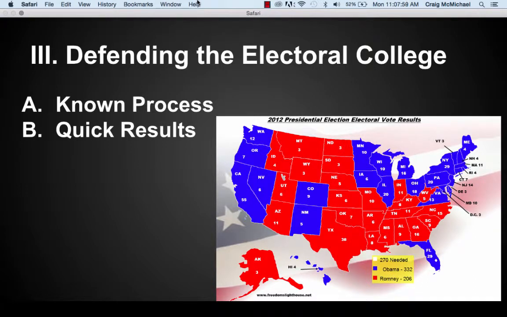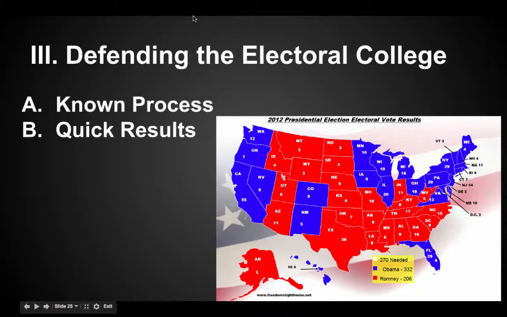Despite the proposals for the three reforms, unless there's some sort of catastrophic issue or problem, I think the Electoral College is here to stay, and there's a couple of reasons for that. First and foremost, it's a known process. With any of those other three reforms, there are probably things that we do not realize or don't necessarily account for. If we look at the Electoral College as it works today, only 6 times in our nation's history has the Electoral College not, quote-unquote, worked.